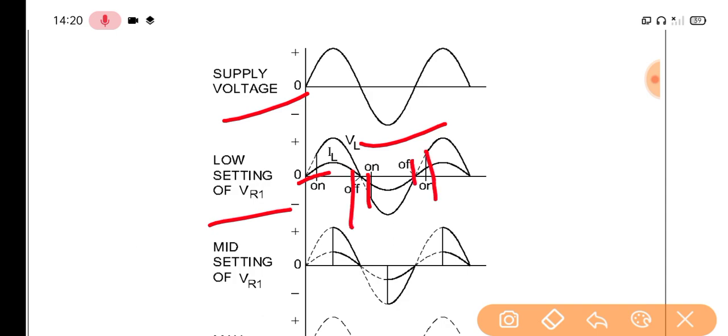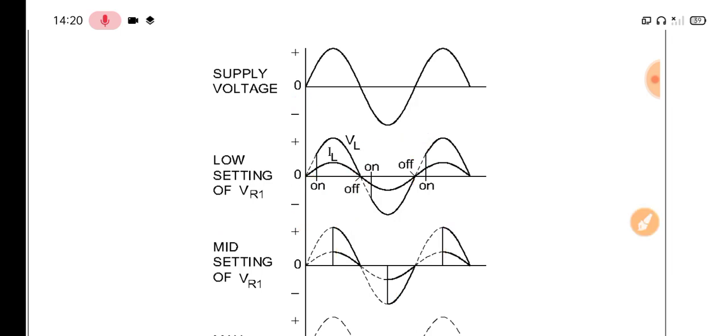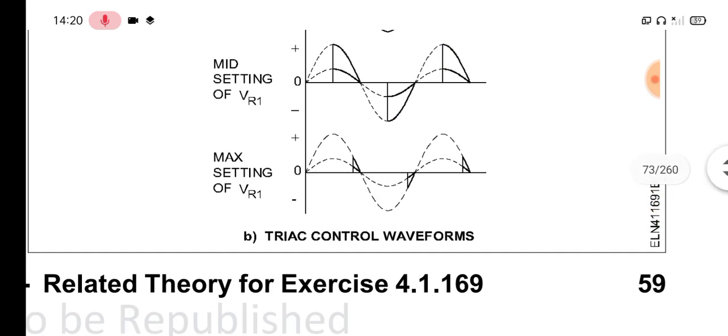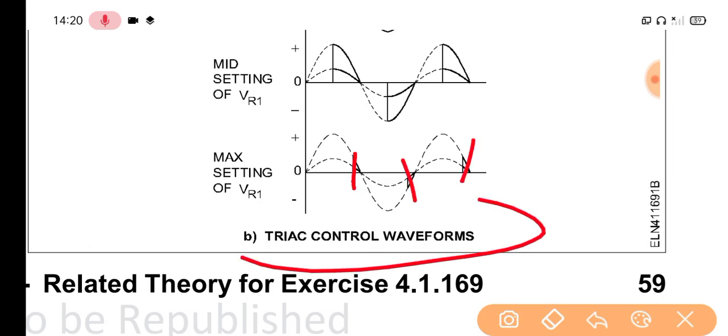And mid setting of VR1, this is the positive case. The maximum setting of VR1, track control waveforms.